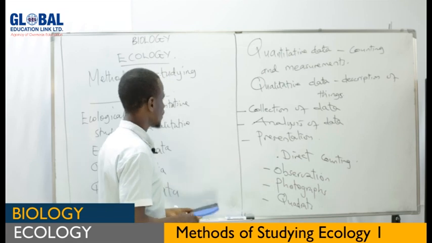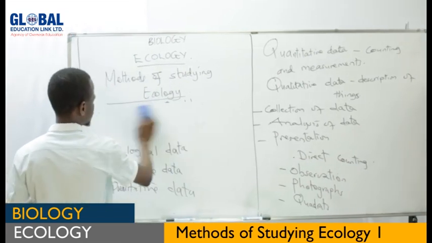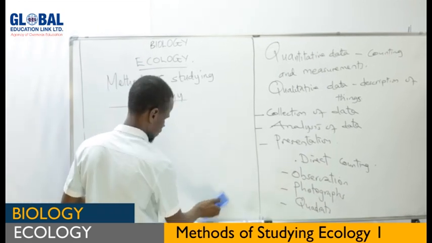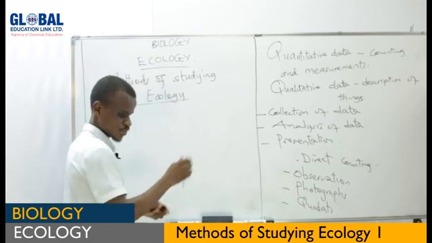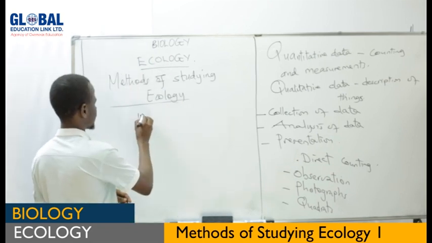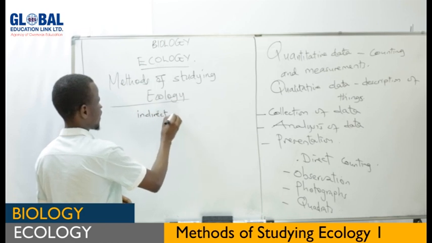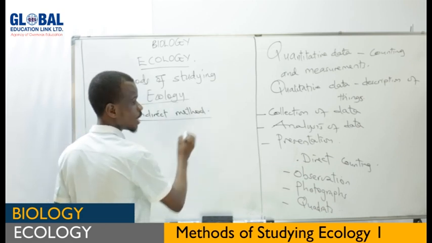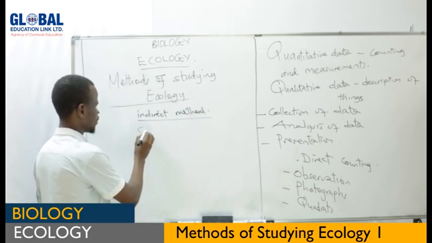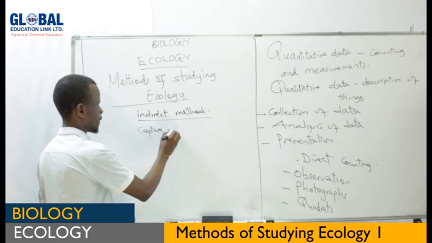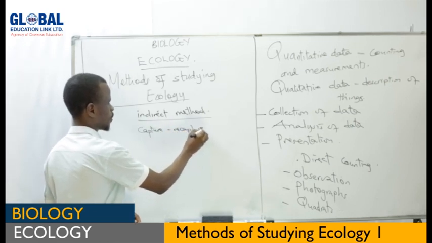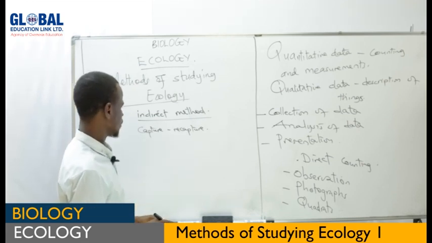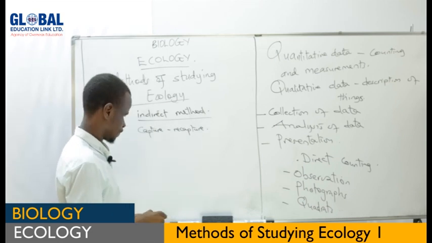Okay, students. Now, some other methods of collecting ecological data are indirect. Therefore, we can have an indirect method of data collection. For example, as we go on, we will study one method called capture-recapture. This is an indirect method of estimating population size. We will study it as we go on.